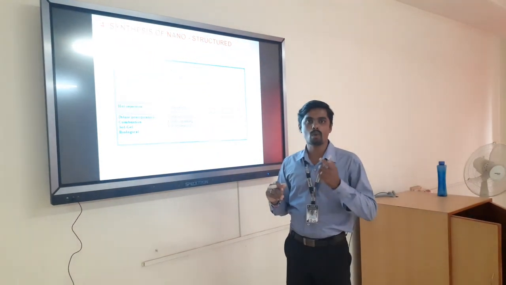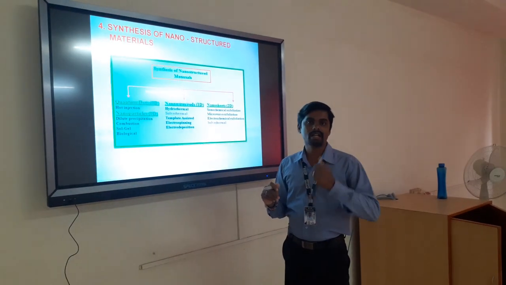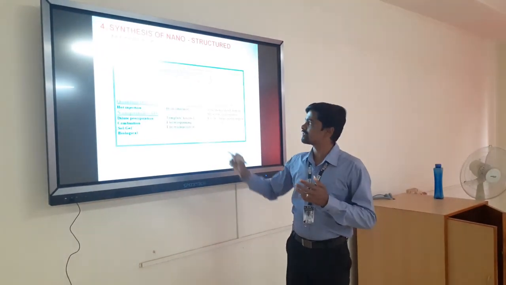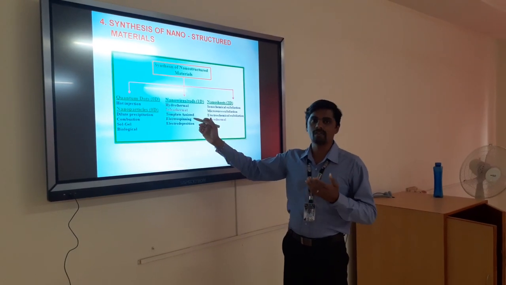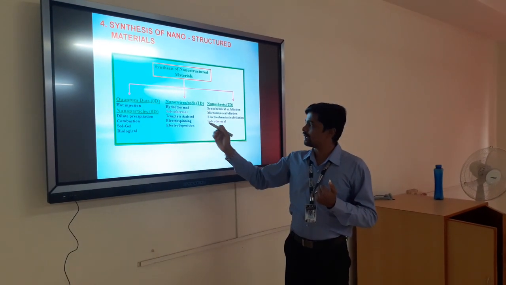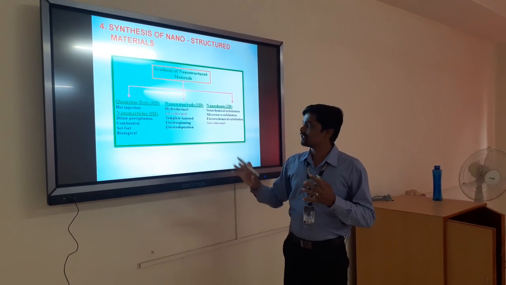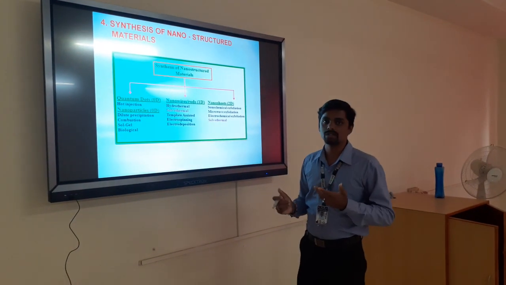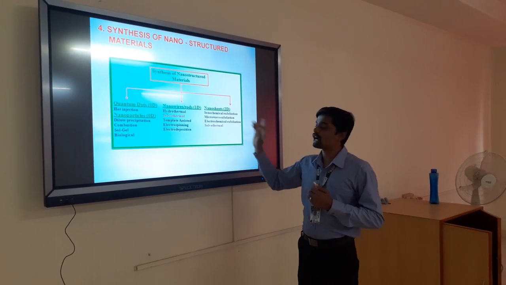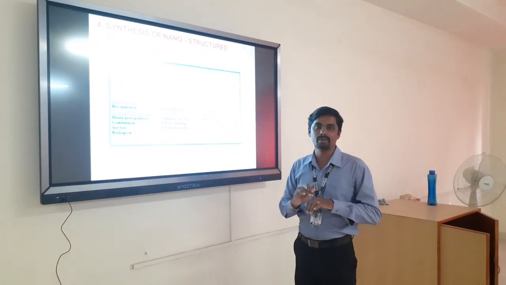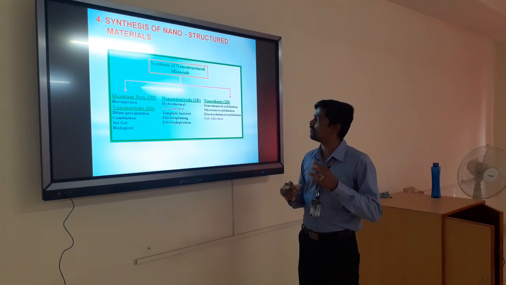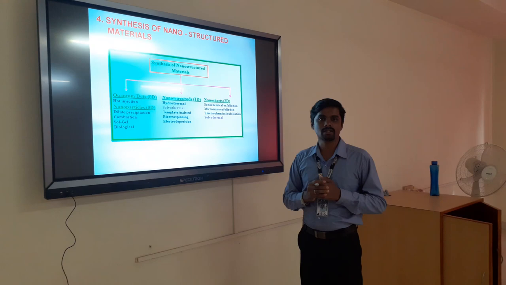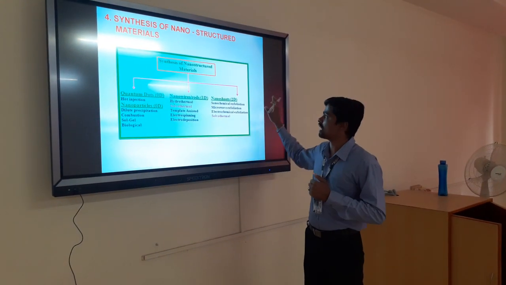So this is for quantum dot materials as well as some nanoparticle materials. Next, to synthesize nanowires, that means one-dimensional, we definitely go for hydrothermal, solvothermal, template-assisted, and electrospinning methods. These are the very important methods for one-dimensional nanowires. And to synthesize nanosheets, that means two-dimensional structures, we go for sonochemical, microwave, electrochemical, and solvothermal methods. So these are the types of synthesis of our nanomaterials.